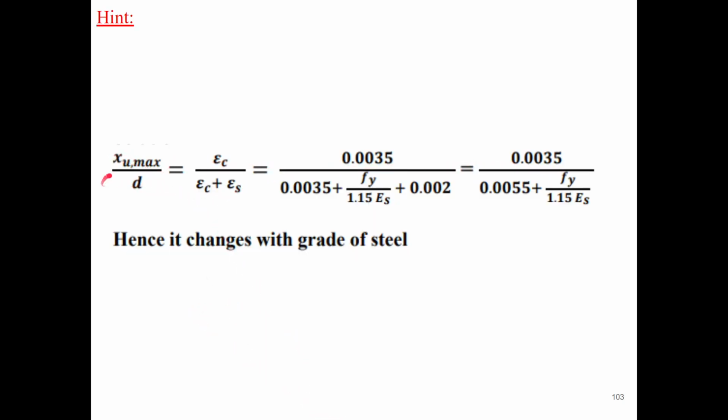As I told you, Xumax by d equals epsilon c by epsilon c plus epsilon s, which is equal to 0.0035 by 0.0035 plus fy by 1.15 Es plus 0.002, which is equal to 0.0035 by 0.0055 plus fy by 1.15 Es. Es is 2 into 10 to the power 5, but fy is varying. Hence it changes with grade of steel.